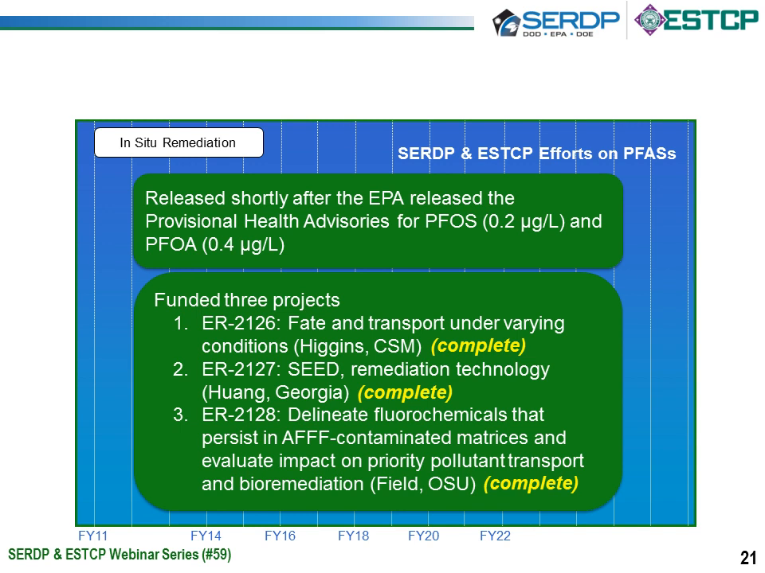So what I'll do now is walk through each of the statements of need we've released and our thought process. Our first one we released in 2011. This was released shortly after the EPA released the provisional health advisories for PFOS and PFOA. We wanted to get a handle on this issue. So the first statement of need we released was looking at both fate and transport of these compounds as well as developing remedial technologies.